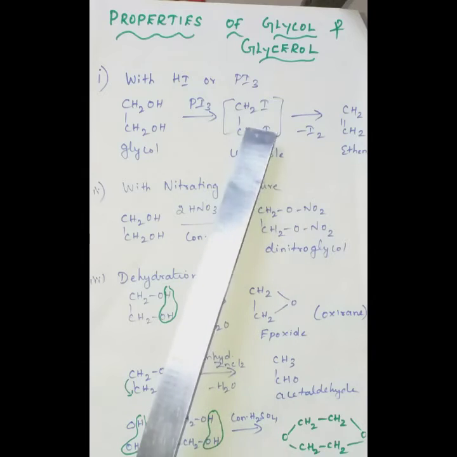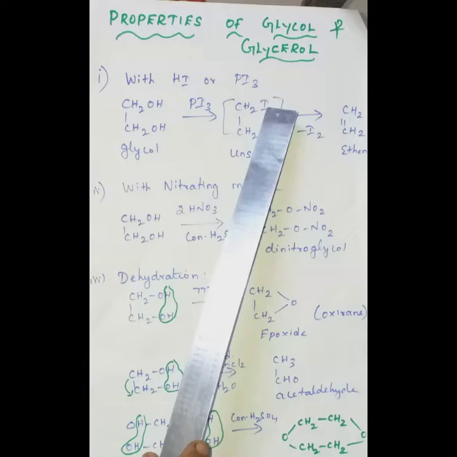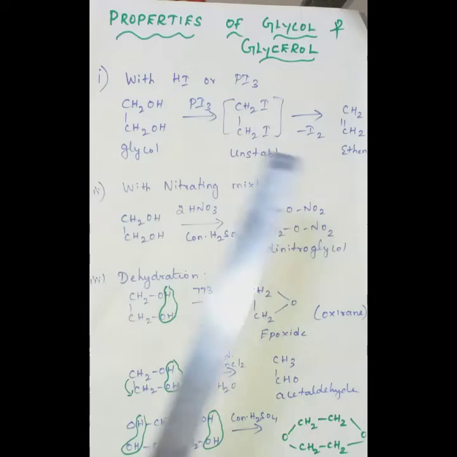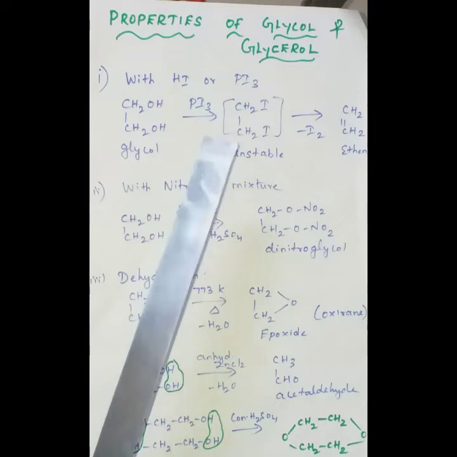This ethylene diiodide is an unstable compound. So after the elimination of I2, it forms an ethene compound. So the conversion of glycol to ethene, treated with phosphorus and iodine, is an important reaction.